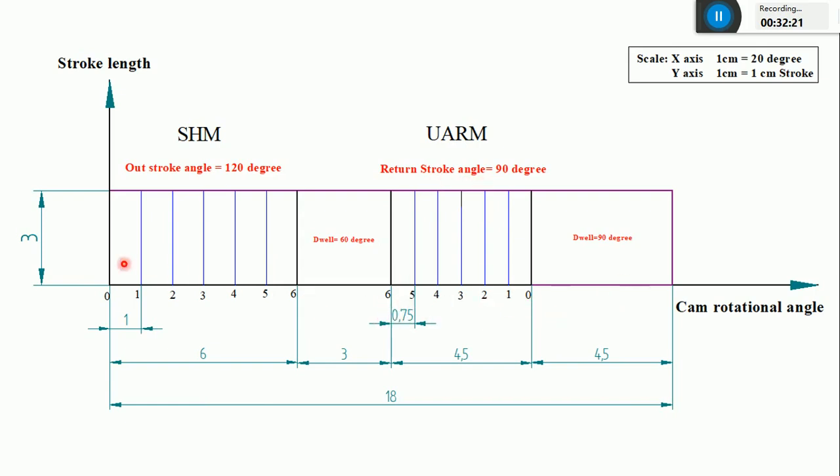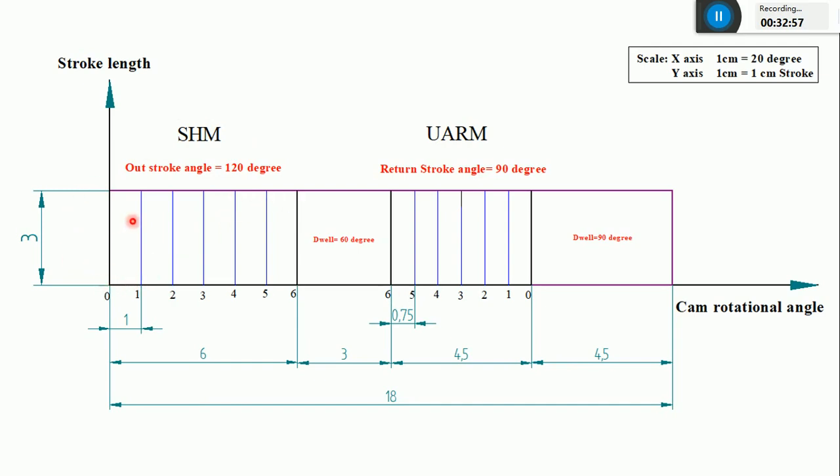After this, I'll confirm whether the outstroke is with a uniform velocity, or with simple harmonic motion, or with uniform acceleration and retardation motion, or cycloidal. There are 4 types. It is given in the problem that the outstroke is with simple harmonic motion. For that, the method is similar to the previous one, that is the semicircle method. Remember, whenever the words simple harmonic motion come, you have to use the semicircle method to draw the displacement diagram.